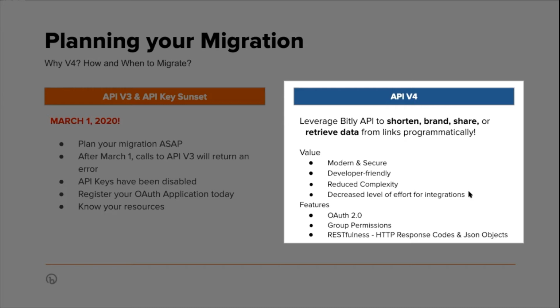In addition, we changed the way that we deliver the data. So under V3, our responses were contained in a data envelope, but now we return in a JSON object all of the data provided by the response. This is standard across most APIs, and we've heard a lot from our customers that it's reduced the complexity.